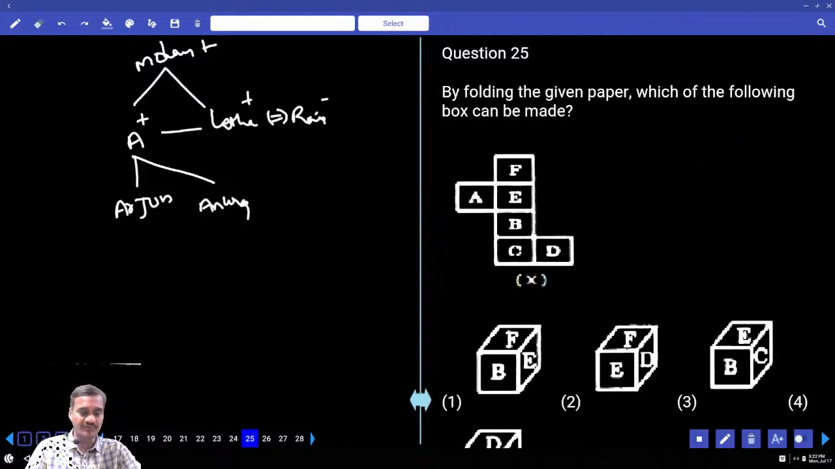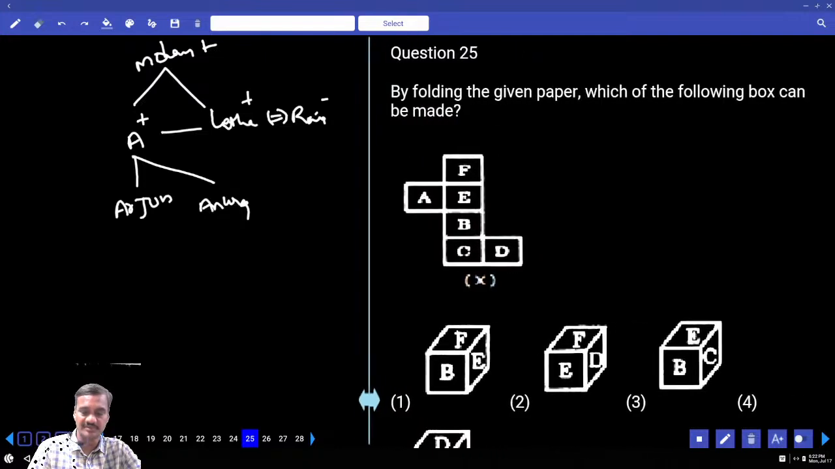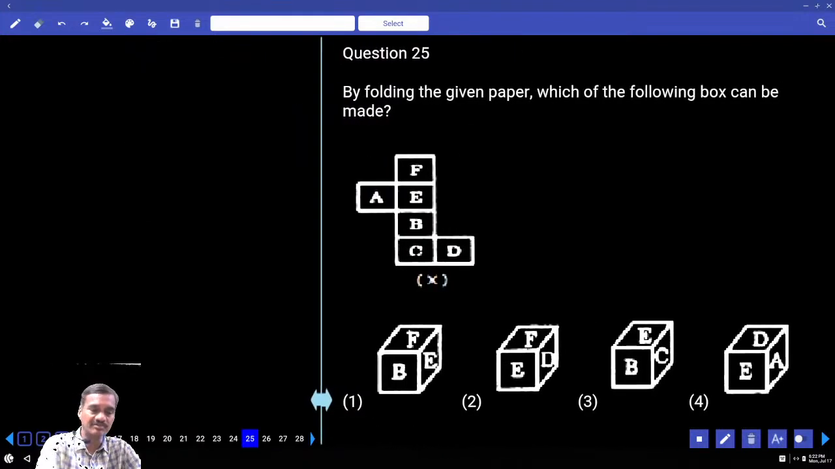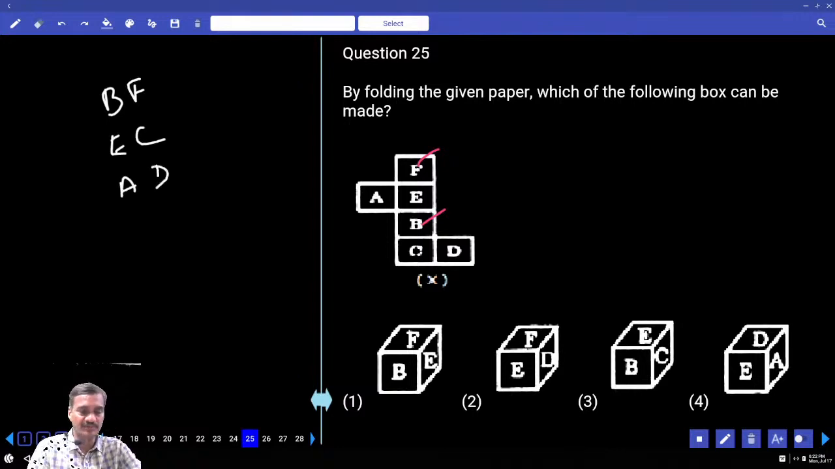Then finally 25. By folding the given paper, which of the following boxes can be made? Now in the first one, if you observe here, B and F are opposite. Every alternate element is always opposite. E and C are opposite, and A and D are opposite. Out of which, here B and F are adjacent to each other. It cannot happen because they must be opposite.